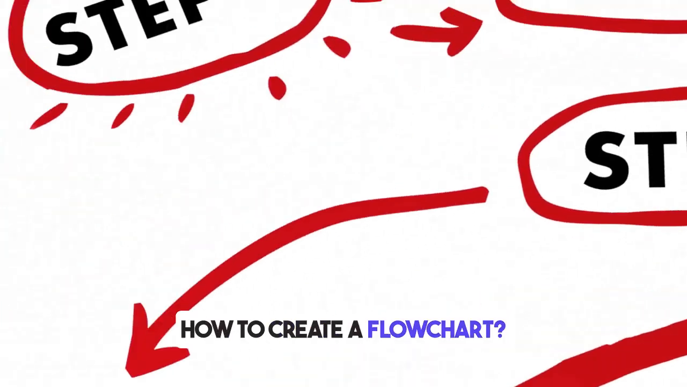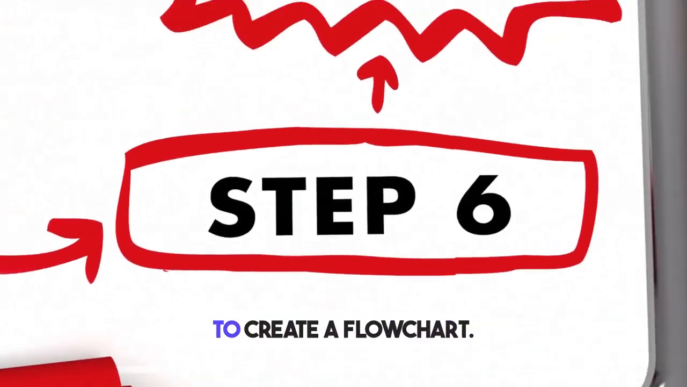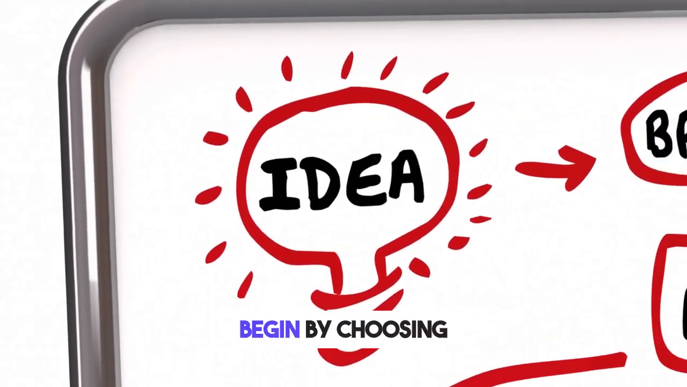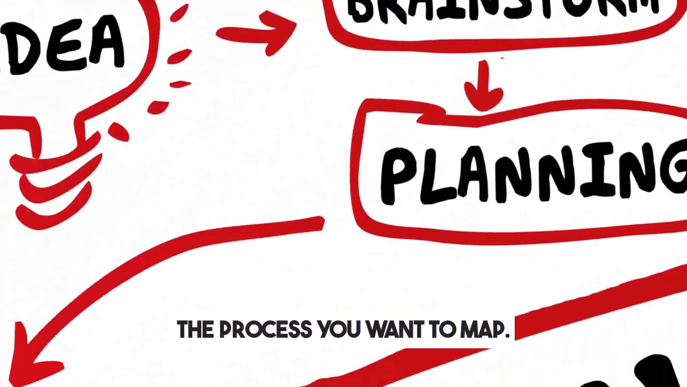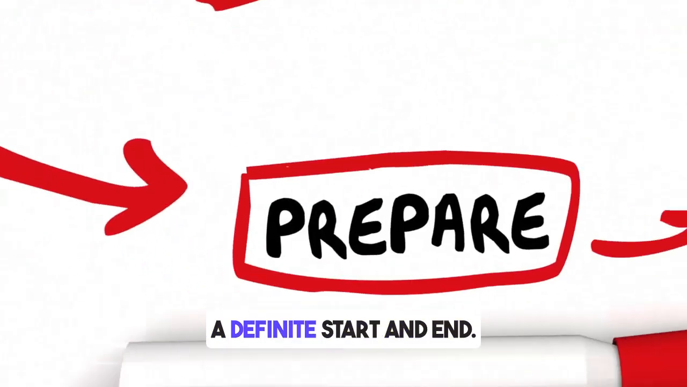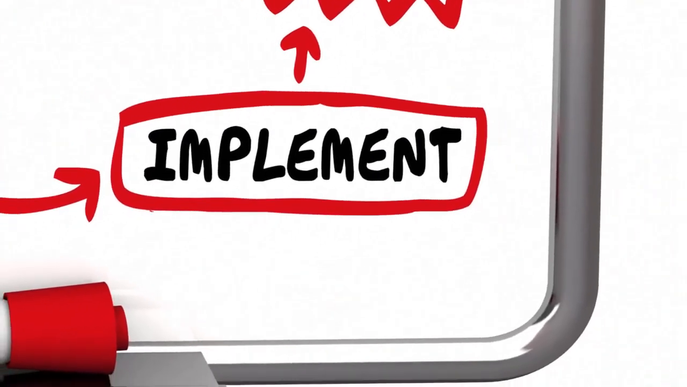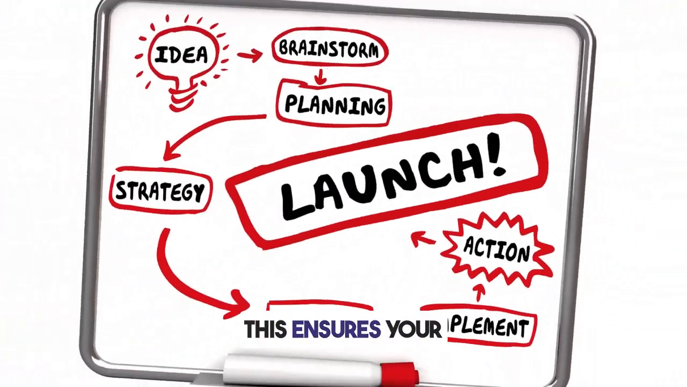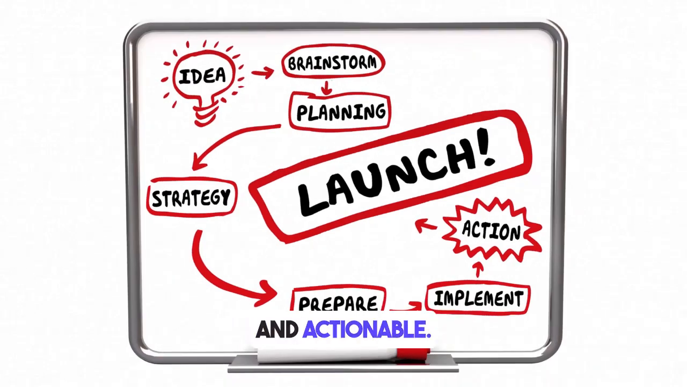How to create a flowchart. There are 6 easy steps to create a flowchart. Step 1. Define your scope. Begin by choosing the process you want to map. Set clear boundaries, a definite start and end. Keep the scope manageable. Focus on the most impactful activities. This ensures your chart remains clear and actionable.